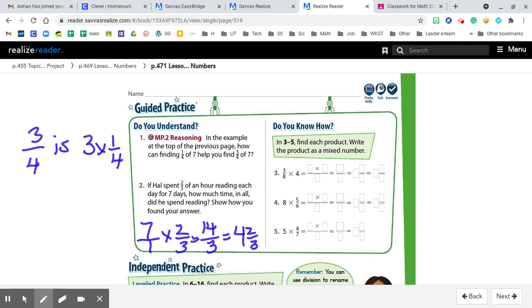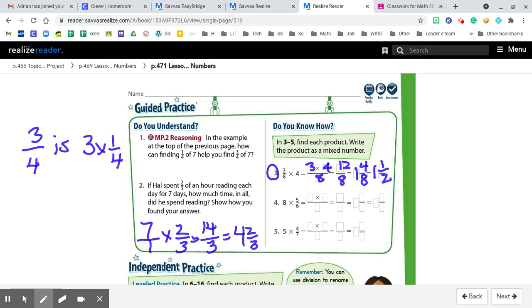And I'm on number 3 now. 3/8 times 4 is like saying 3 times 4 over 8. 3 times 4 is 12 over 8. 8 goes into 12 one time, and you have 4/8. And then reducing it, 1 and 1/2.